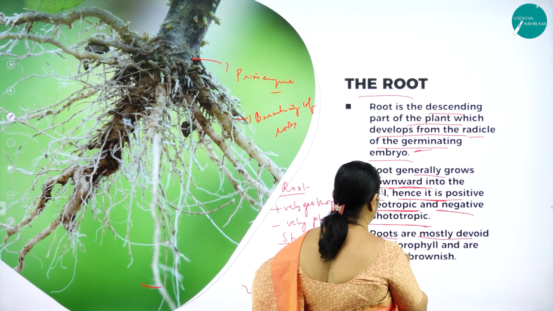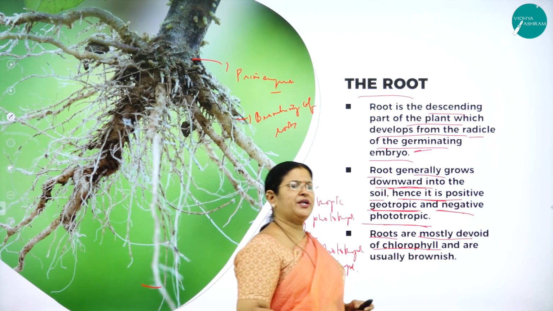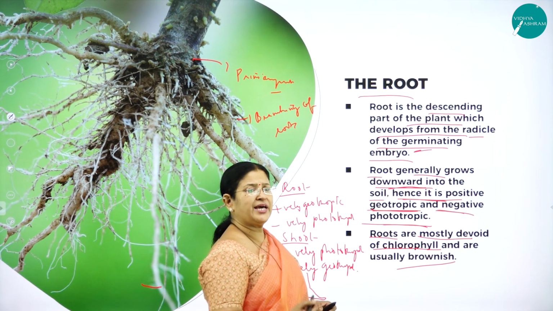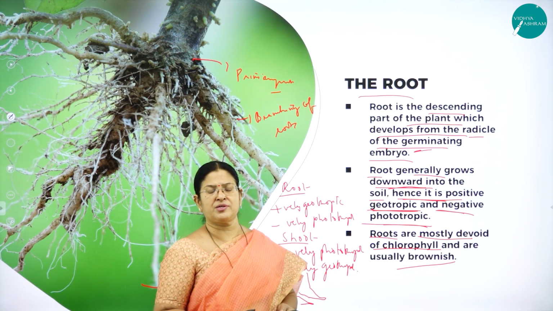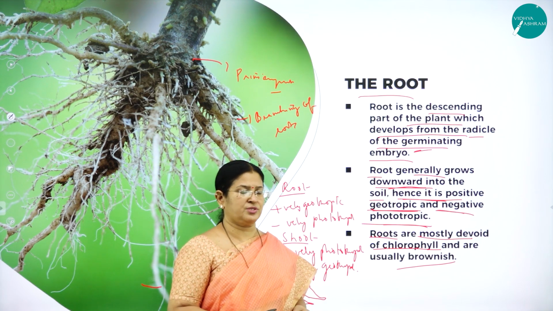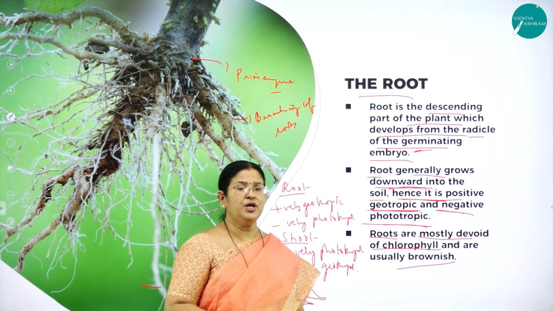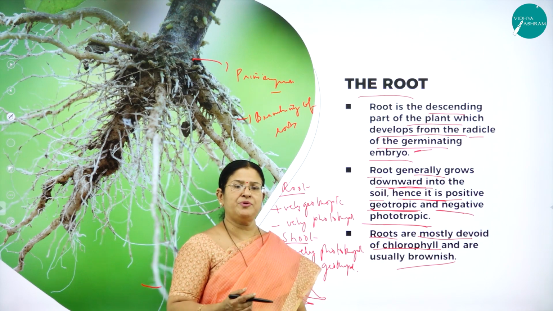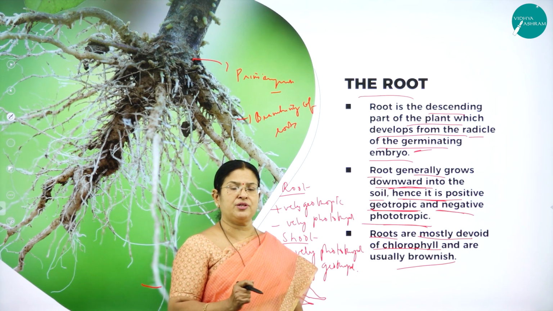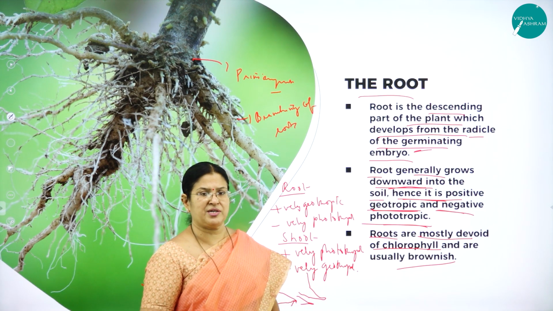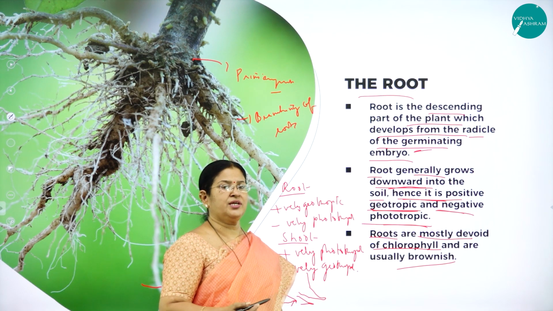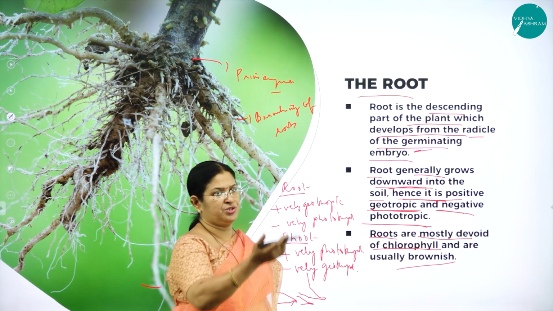Roots are mostly devoid of chlorophyll. Hope you might have come across. It is almost brownish in color. Roots usually have no role to play in the process of preparation of food, synthesis of food through photosynthesis. So obviously they do not have chlorophyll. Their only job is what? To fix firmly to the soil, absorb the water and dissolved mineral solutes and conduct it to the various parts of the plant body. So as I said, it conducts the various important substances from downwards to upwards.